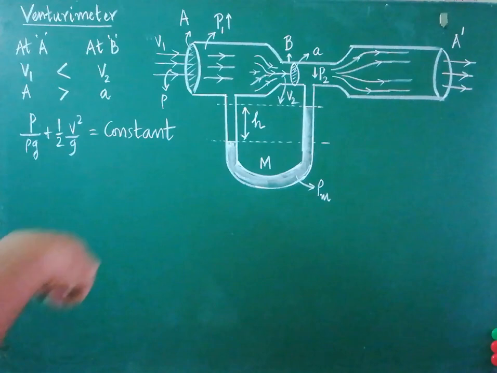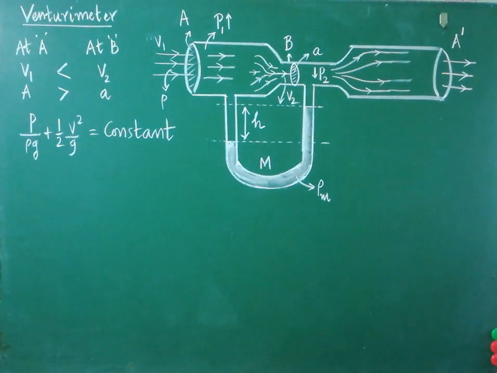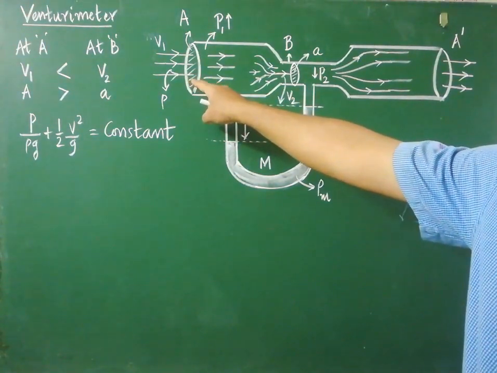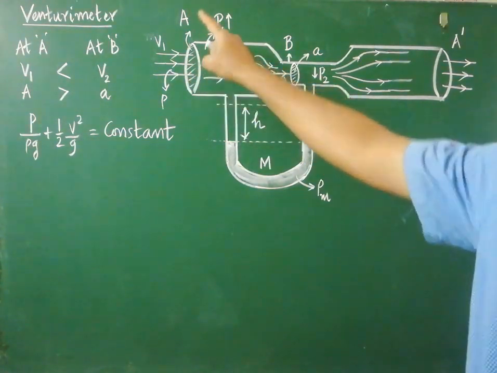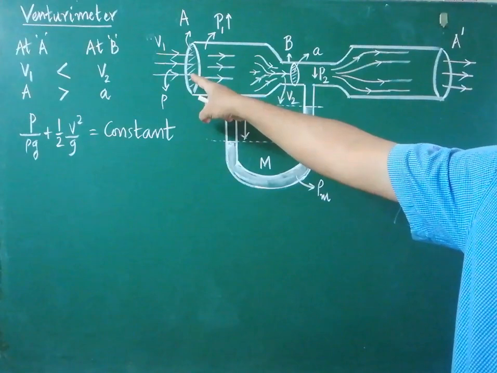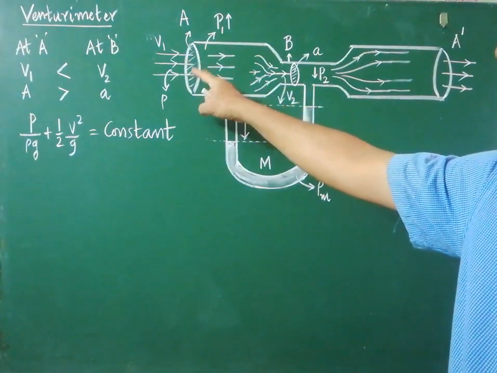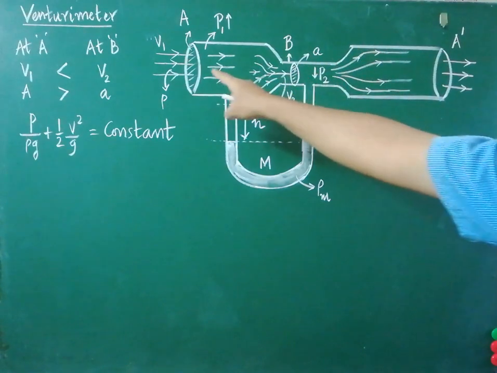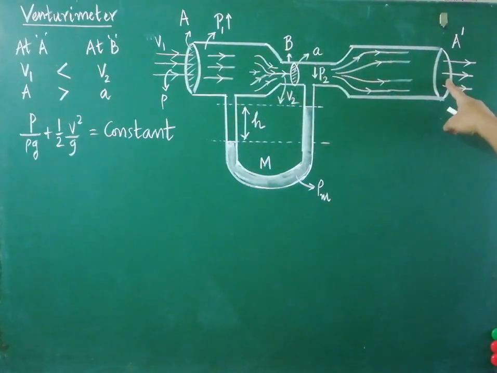Here, look at the Venturimeter arrangement. This is the device which is called a Venturimeter. This is the wider end of the Venturimeter. The name of the end is A. The cross section of the A end is taken as A. On the other end, the cross section is similar; both cross sections are the same.